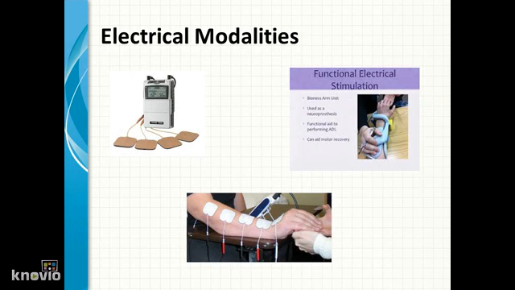This slide consists of 3 examples of electrical modalities. On your top left, you have a TENS unit. To the right of that, you have the FES unit, or more specifically, the Bioness H200, which you can take a look at a demonstration of by going to your additional resources at the end of this presentation. And at the bottom center, you have the NMES unit being used during treatment.